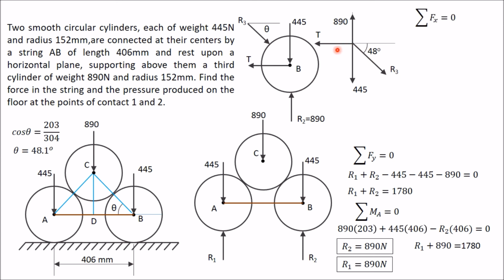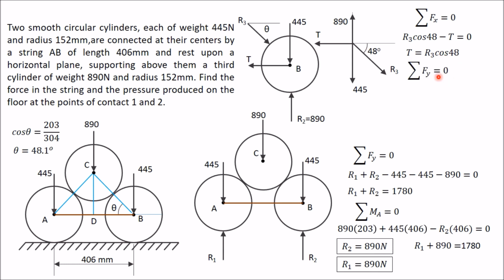Now you can apply the equation sigma Fx equal to 0. In sigma Fx equal to 0, there is a component of R3, the x component. Its angle from the x axis is 48 degrees, so its x component will be R3 cos 48 in positive direction, and this is minus T. So R3 cos 48 minus T is equal to 0. From this relation you are getting T equal to R3 cos 48.